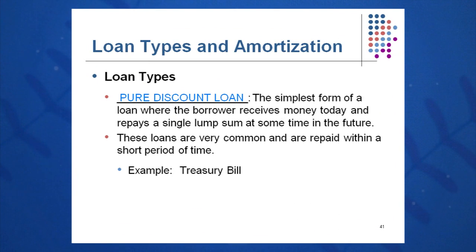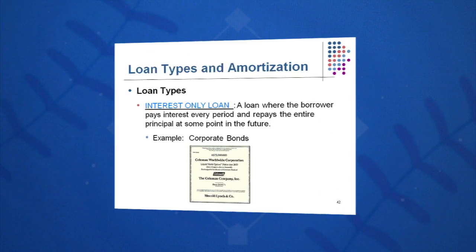First, a pure discount loan, like a Treasury bill. Simple form, very, very simple form. You receive money today and you repay a single lump sum at some time in the future. Very common and usually within a short period of time. So in this case, you buy a Treasury bill. The government receives your money today and repays you a lump sum at some time in the future.